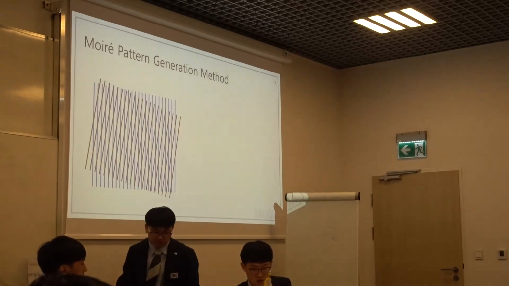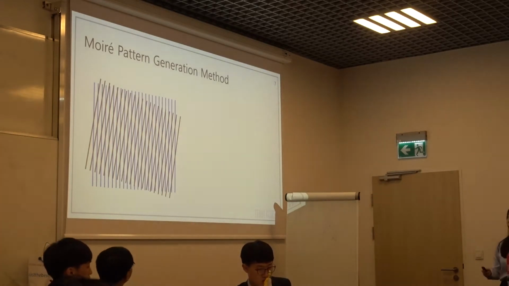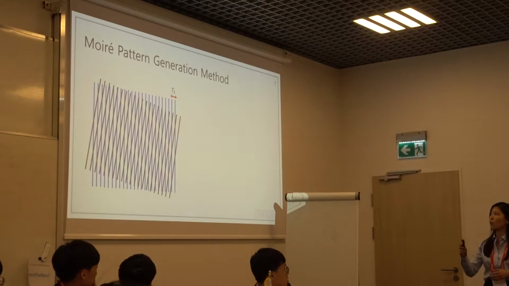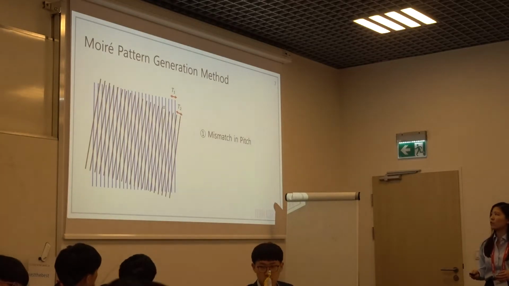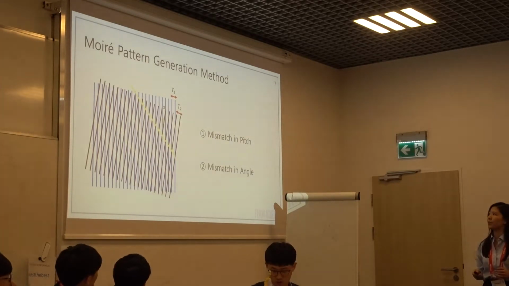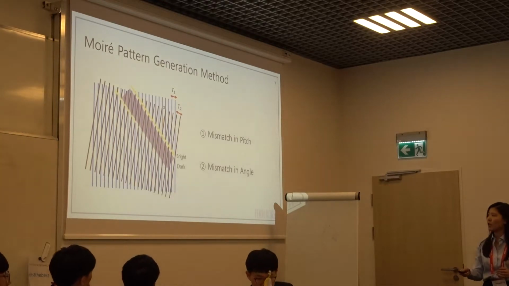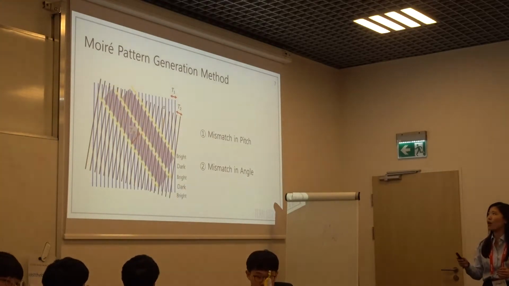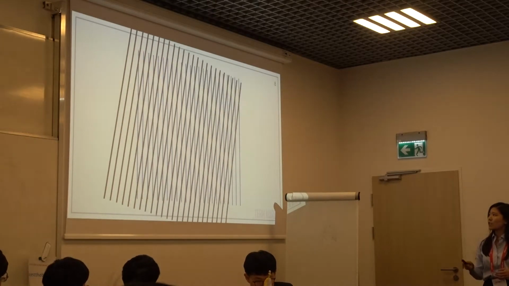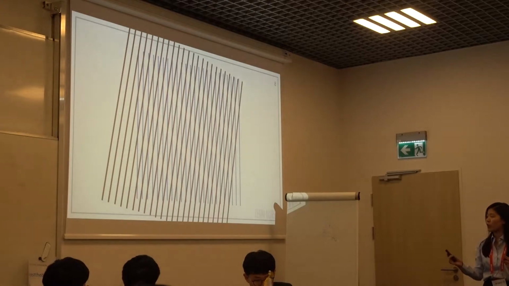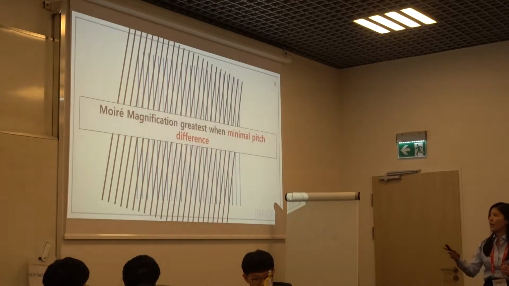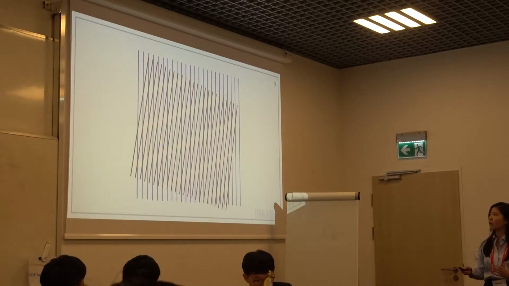Now for the observation. A Moire pattern can be generated in two different ways: one, by pitch difference, and also through mismatch in angle. Here, a bright, dark, and bright pattern occurs, and we call this the Moire pattern, with period TM. As you can see, a Moire pattern can be generated if the pitch is different, and Moire magnification is greatest when the pitch difference is minimal.